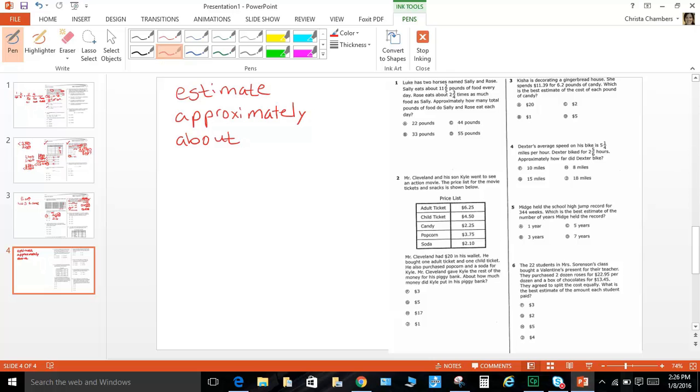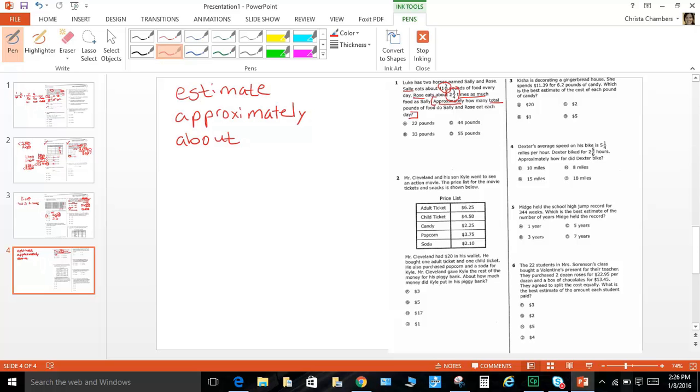So number one, Luke has two horses named Sally and Rose. Sally eats about 11 2/5 pounds of food every day. Rose eats about 2 3/4 times as much food as Sally. Approximately, there's our word, how much total pounds of food do Sally and Rose eat each day?